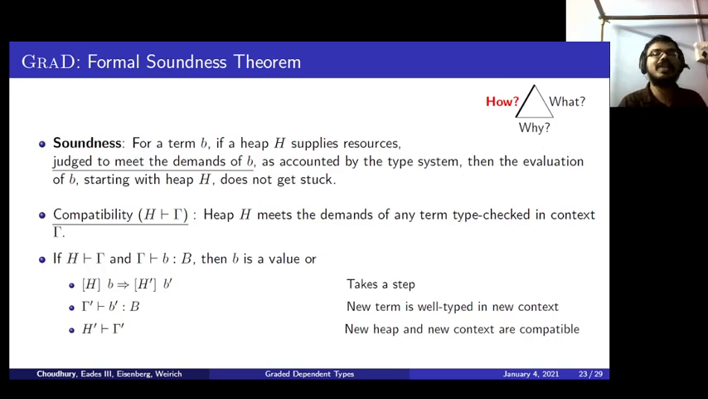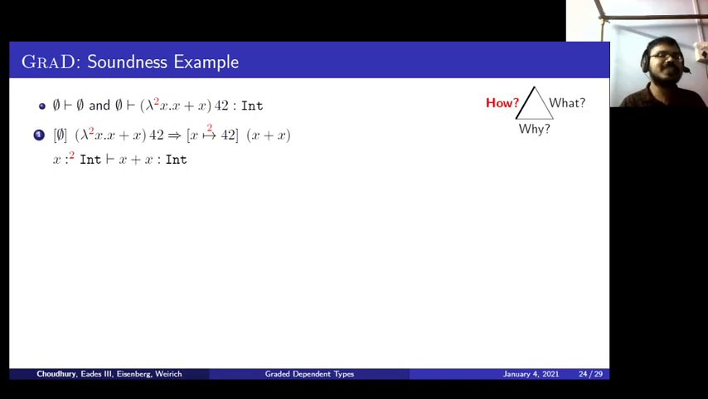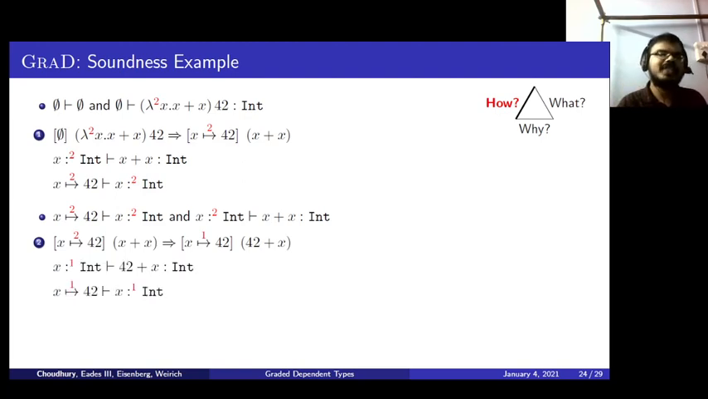Let's look at an example to understand this. We have this term which is well typed. This is not a value, so it takes a step, and the new term x plus x is also well typed, and the new heap and new context are compatible. Now we can use the soundness theorem again, because we have a well typed term and a heap that is compatible. So again, this takes a step, and the new term is well typed, and also the new heap and new context are compatible.